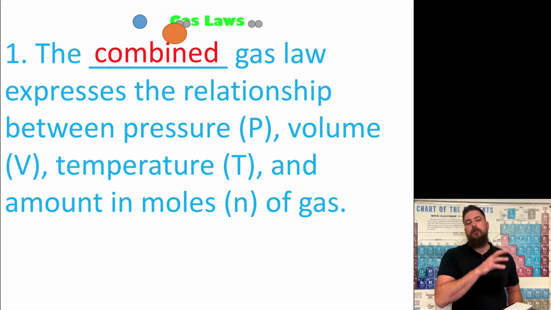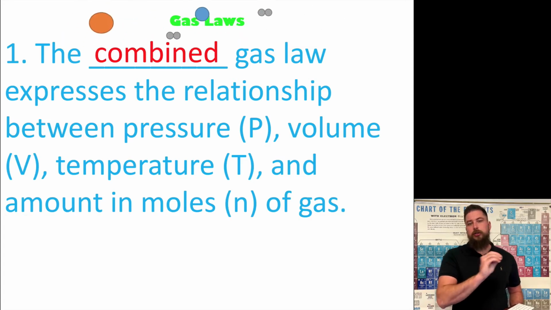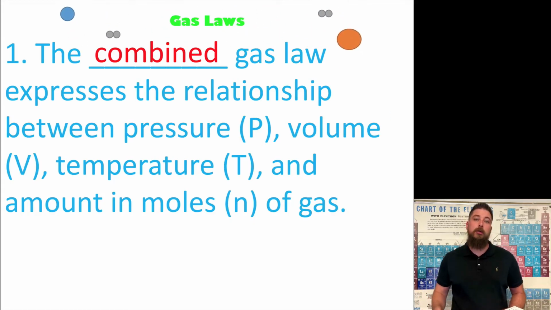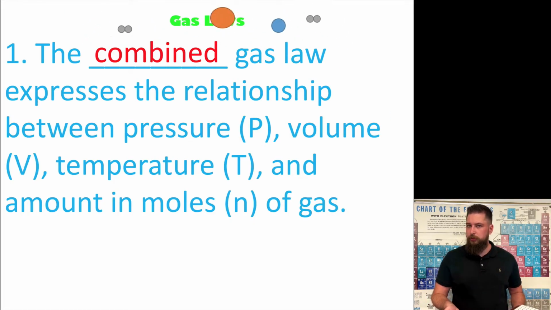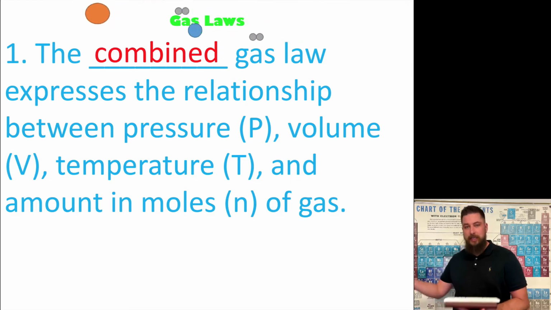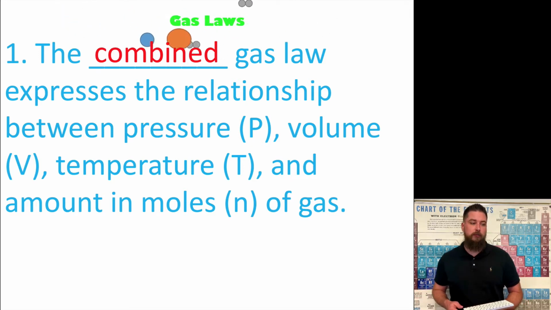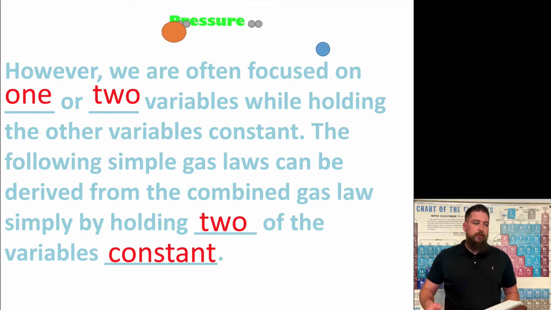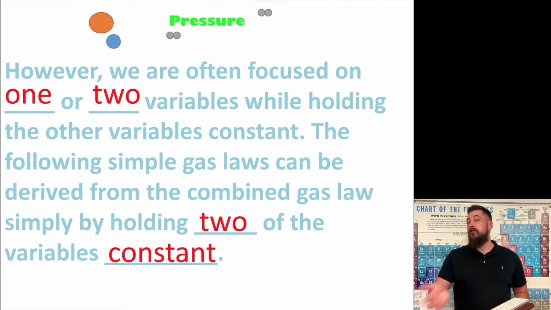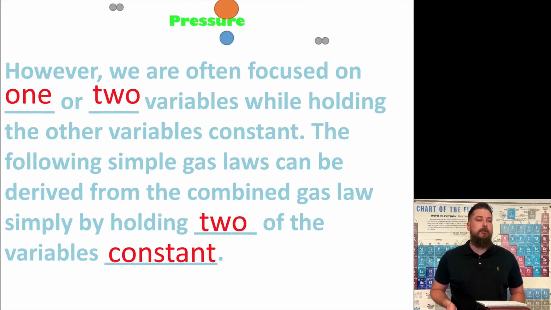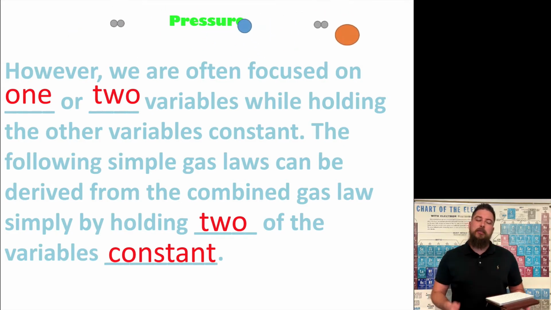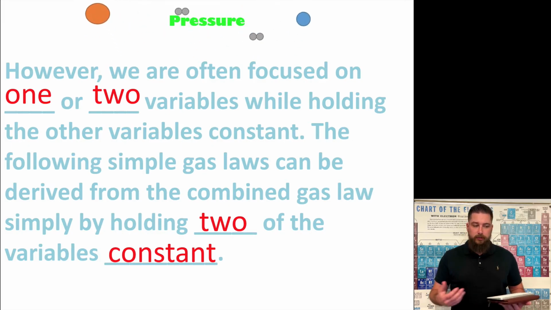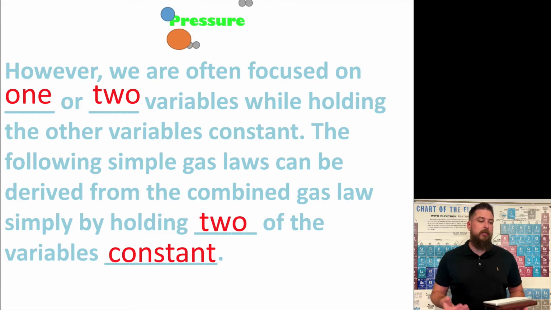In other words, we can take a pressure and volume, we can change the volume and calculate the new pressure. Or we can take a certain pressure and temperature and change the temperature to calculate a new pressure, and so on. And so the combined gas law does deal with all four of those variables.